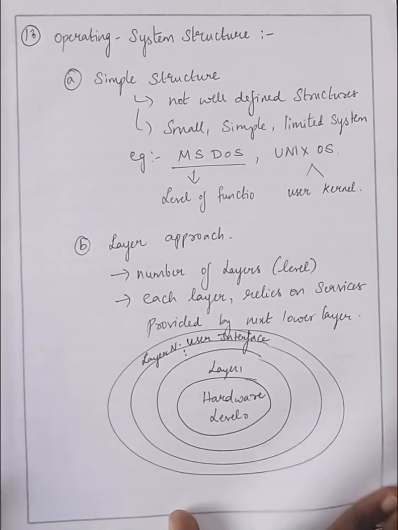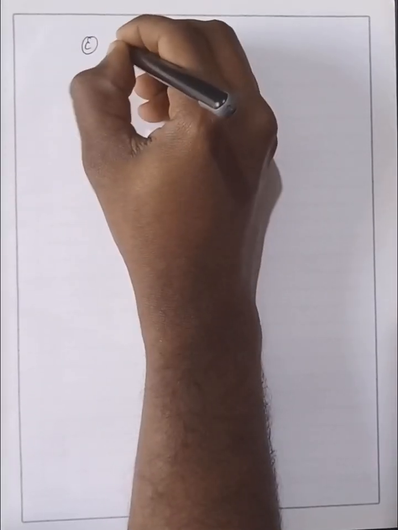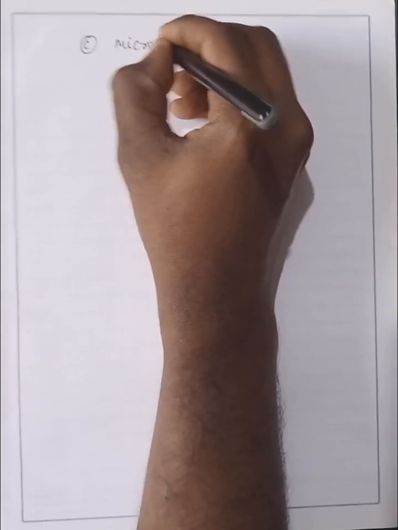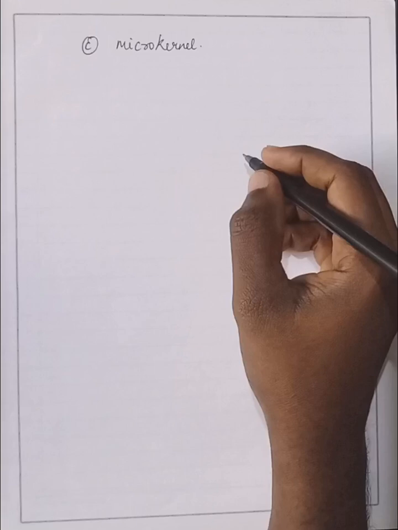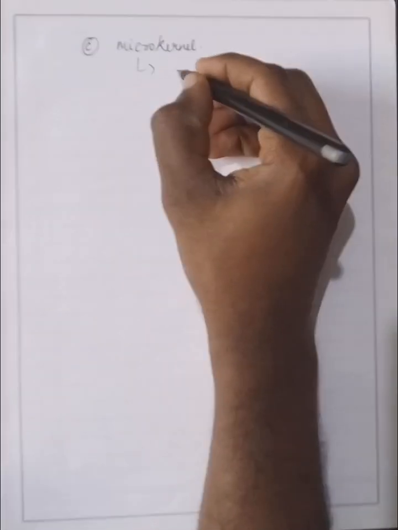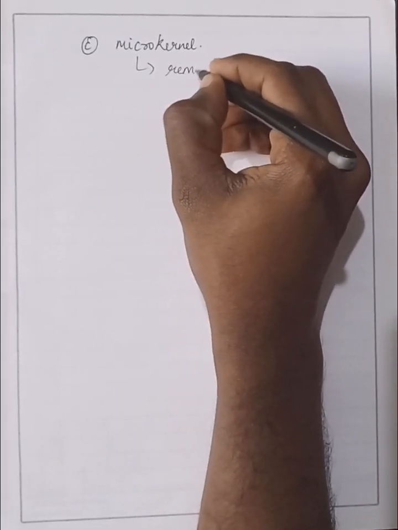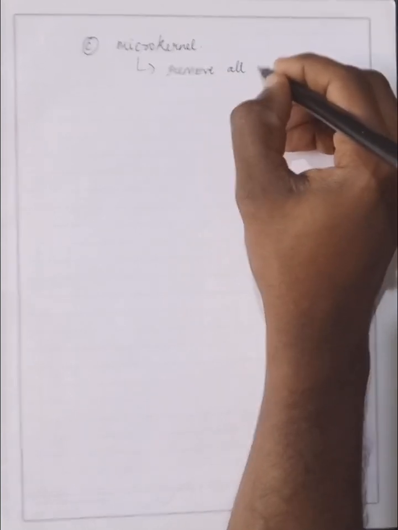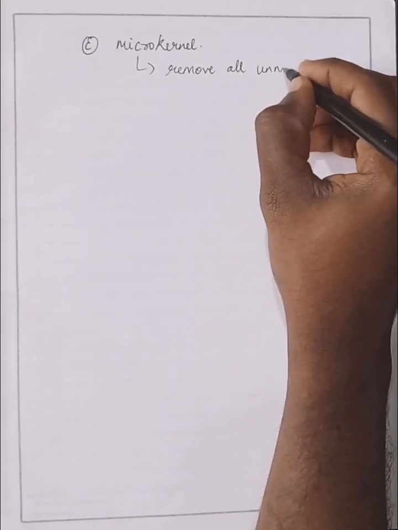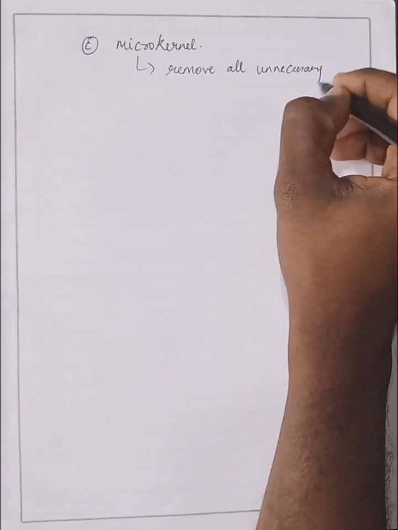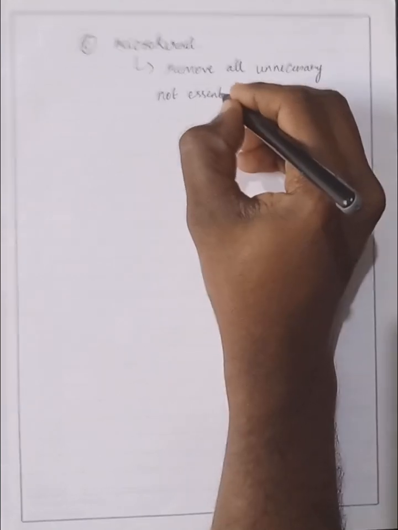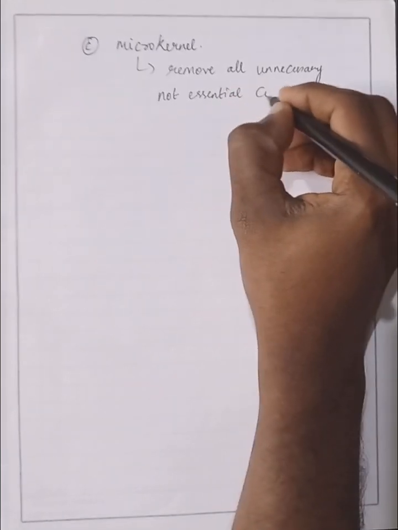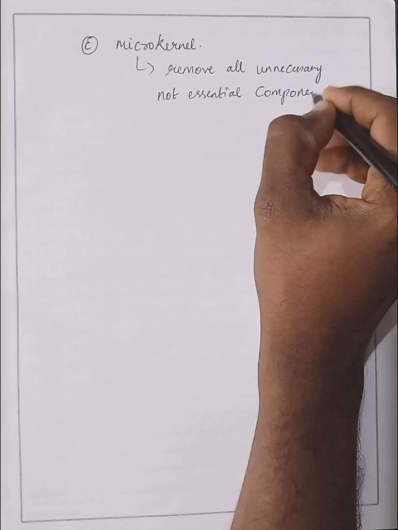Then comes the third type of structure, which is the microkernel. The name itself says it is a small kernel. So what is a microkernel? We remove all unnecessary and non-essential components from the main kernel. Whichever part is not an essential component is removed and made simpler, and then we call it a microkernel.